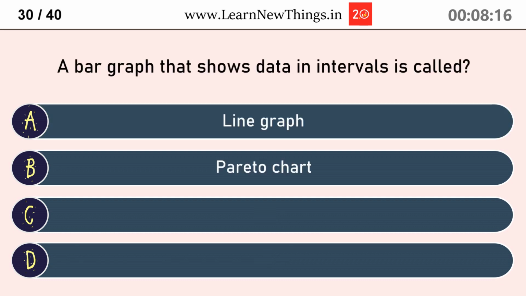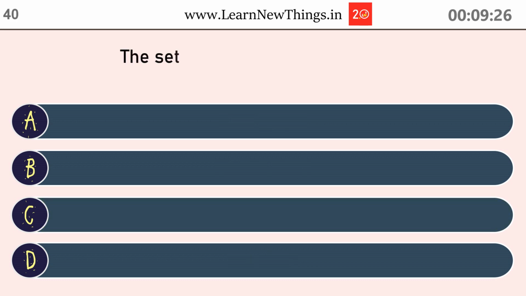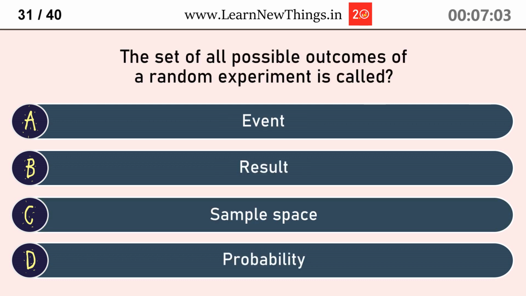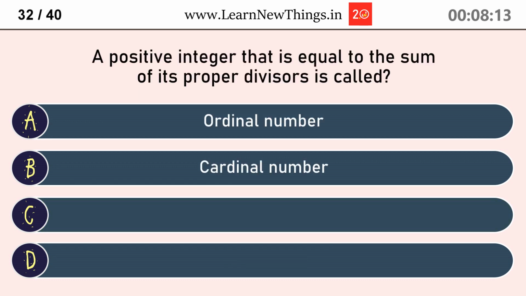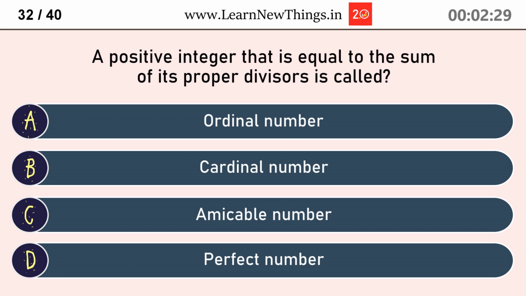A bar graph that shows data in intervals is called histogram. The set of all possible outcomes of a random experiment is called sample space. A positive integer that is equal to the sum of its proper divisors is called perfect number.